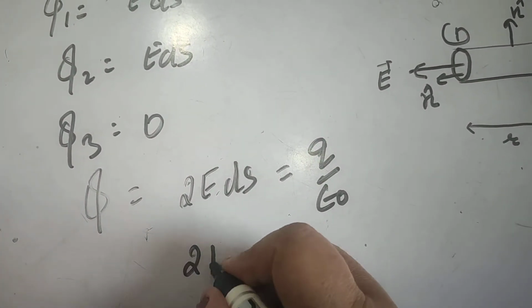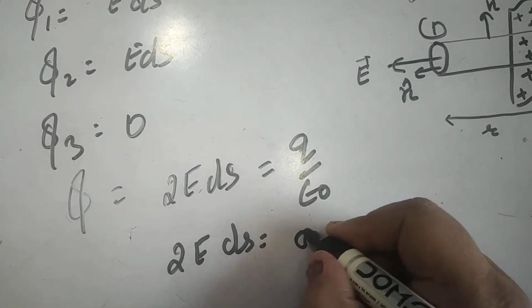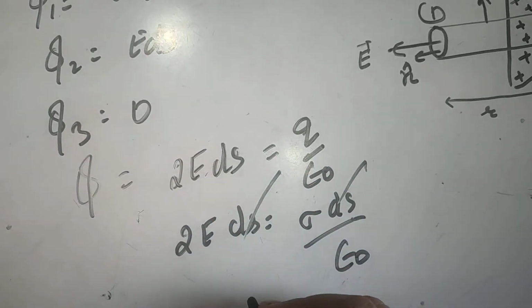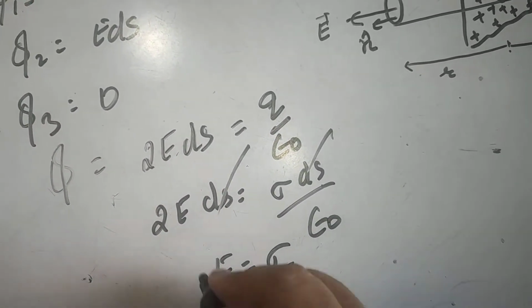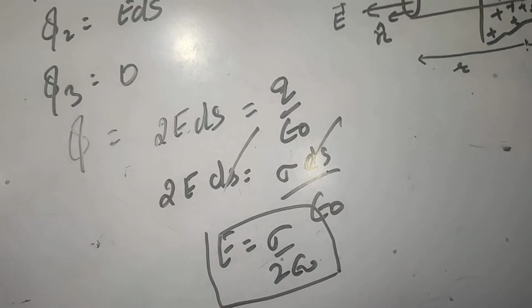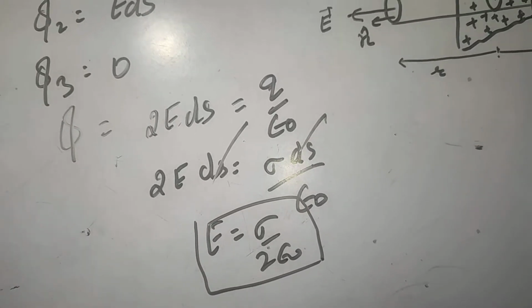Now this 2E ds is equal to Q, which can be written as sigma ds upon epsilon naught. So ds and ds cancel out. We are left with E is equal to sigma upon 2 epsilon naught. This is the value of electric field intensity for the thin plane sheet of charge.